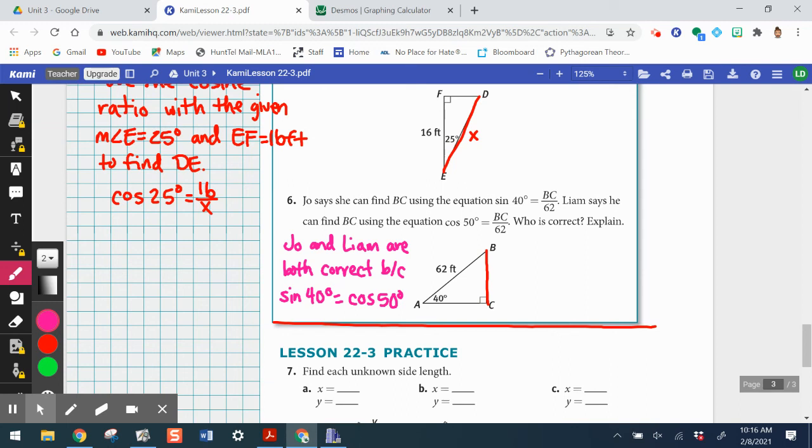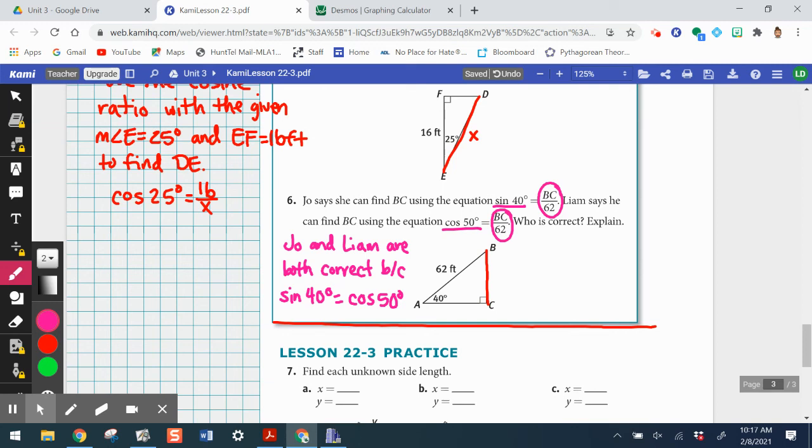So who's correct? They're actually both correct, because notice Joe is using the sine of 40 and Liam is using the cosine of 50. The sine and cosine of complementary angles are equivalent. And notice, look here. In fact, they are. The ratios are the exact same. So Joe and Liam are both correct because the sine of 40 is equal to the cosine of 50. Just further stressing how the sine and cosine of complementary angles are equal.